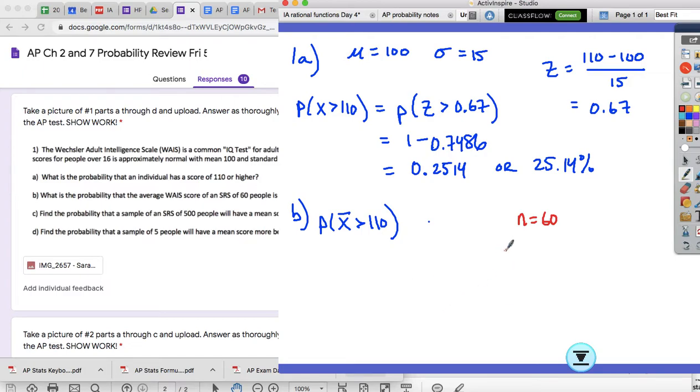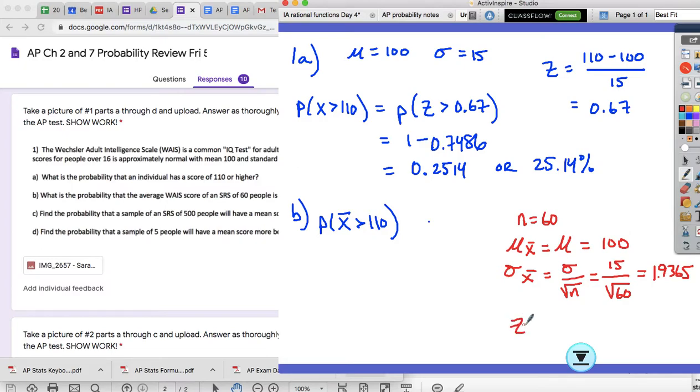The two formulas we have is that the mean of our sampling distribution is going to equal the population mean, which we were told is 100, so that does not change. But the standard deviation is going to equal the population standard deviation divided by the square root of the sample size. So the population standard deviation was 15, and I have to divide that by the square root of 60 because 60 was my sample size. And when you do this, you get 1.9365. I would leave as many decimal places as possible here.